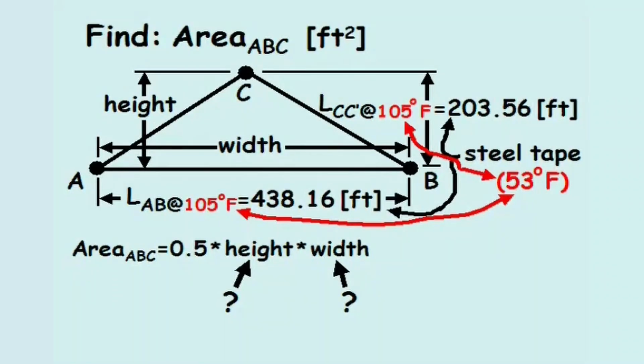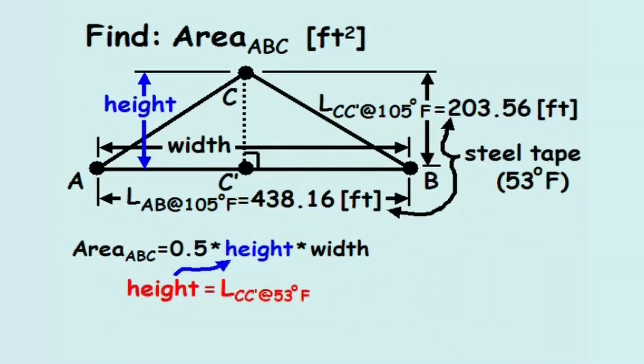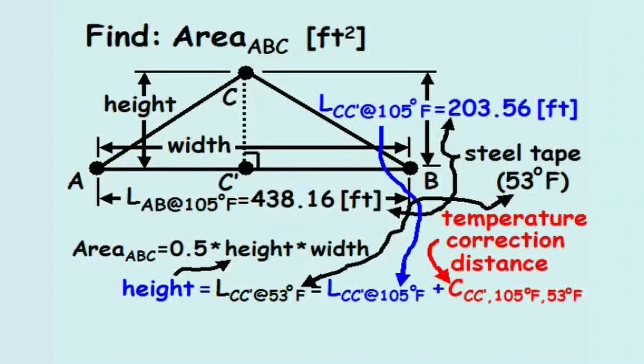In this problem, the true height of triangle ABC equals the length of segment CC prime if it were measured at 53 degrees Fahrenheit, which is the calibrated temperature of the tape. However, we only have a measurement of line segment CC prime when the temperature is 105 degrees Fahrenheit. Therefore, we'll equate the height of the triangle to this measurement plus a temperature correction distance, C.